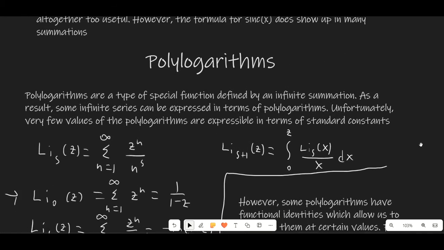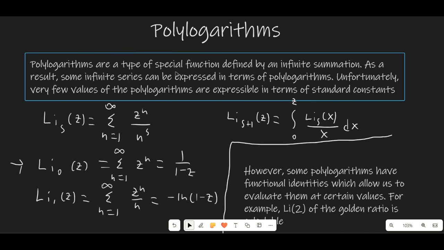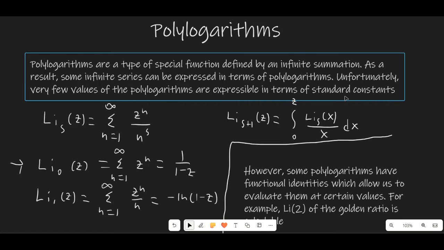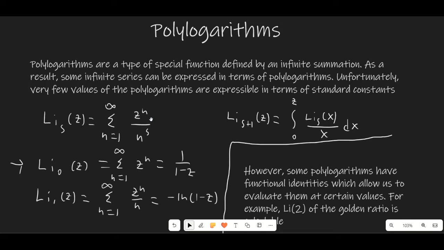Next up is polylogarithms. So these are a type of special function that is defined by an infinite summation. So many infinite series can be expressed in terms of polylogarithms. Sadly, very few values of the polylogarithms for s greater than 2 are expressible in terms of standard constants. So what that means is if you see some summation that can be expressed as a polylogarithm, chances are there's no way to express it in terms of standard constants like pi, e, and gamma and stuff like that. And the best way to represent that summation is just using the polylogarithm.